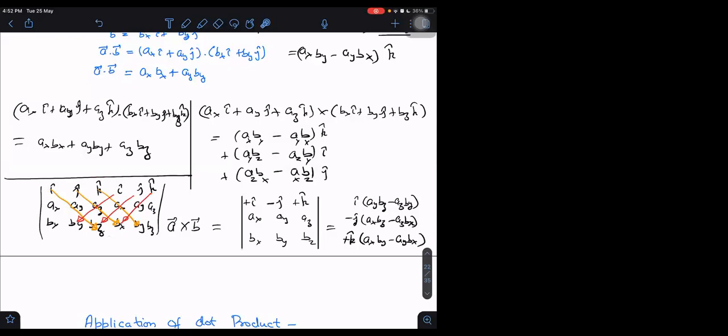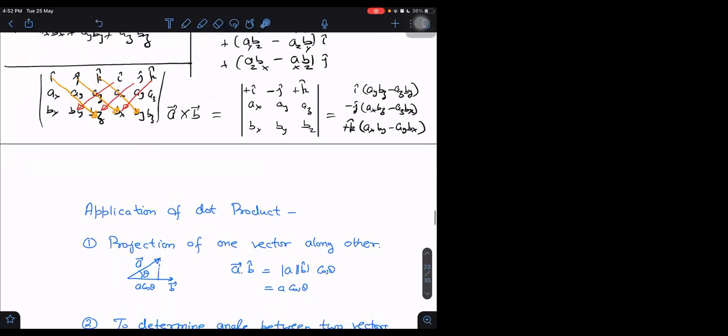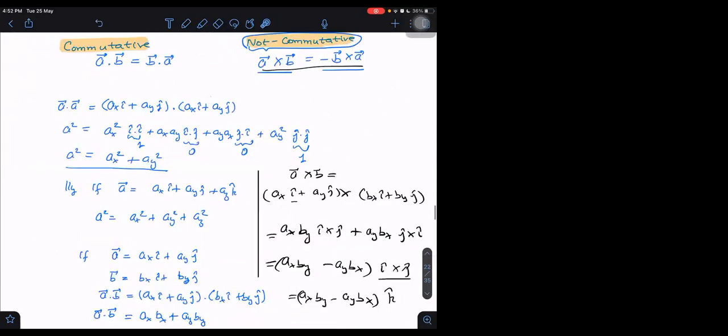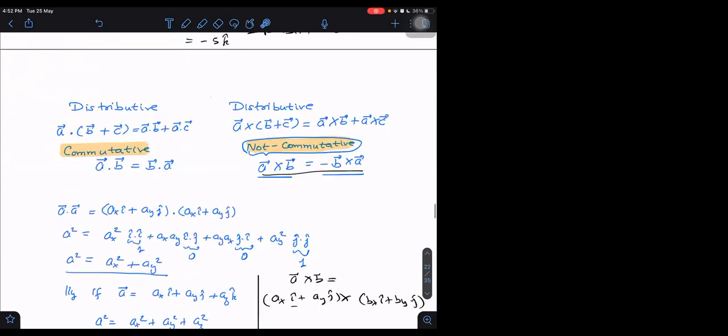Have you understood this last method? Yes, sir. Right. So there can be different ways. Okay. But you understand the logic is mainly this. Mainly the logic is that i cross j will be k. This is the main logic. From here only we can develop other methods.